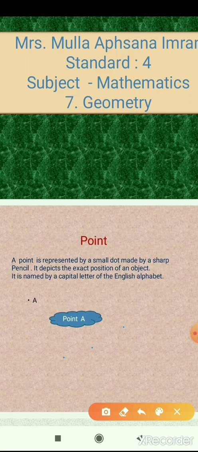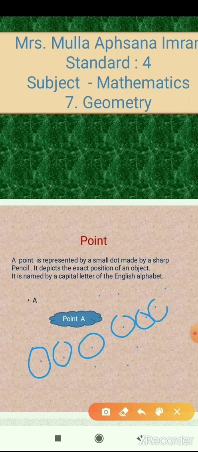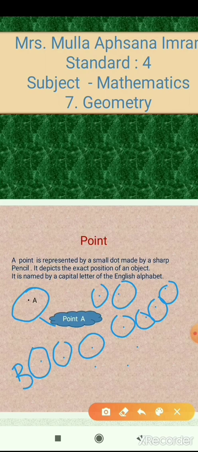See students, here I have drawn so many small dots, so each dot represents a point. It depicts, meaning it shows, the exact position of an object. So how do we read this dot? Point A. Here is another point I have drawn, we can say point B.